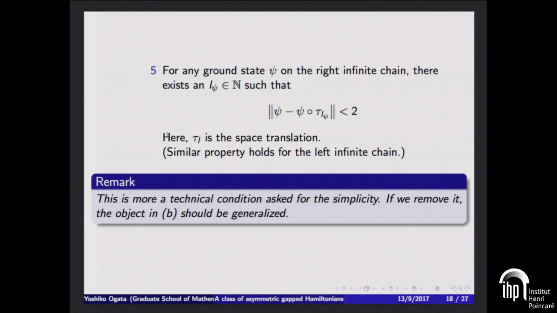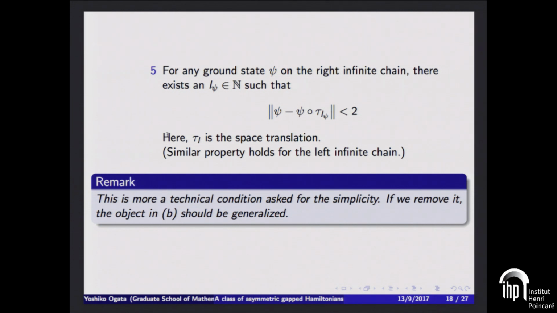So what I'm asking here is the following. For any ground state psi on the right infinite chain, there exists a natural number n such that this condition holds. Here I'm considering such a ground state and its space translation, and the distance between them. Of course, as I am considering the distance between two states, the maximum value we can take is 2, but I would like to ask that, at least for n, this is strictly less than 2.